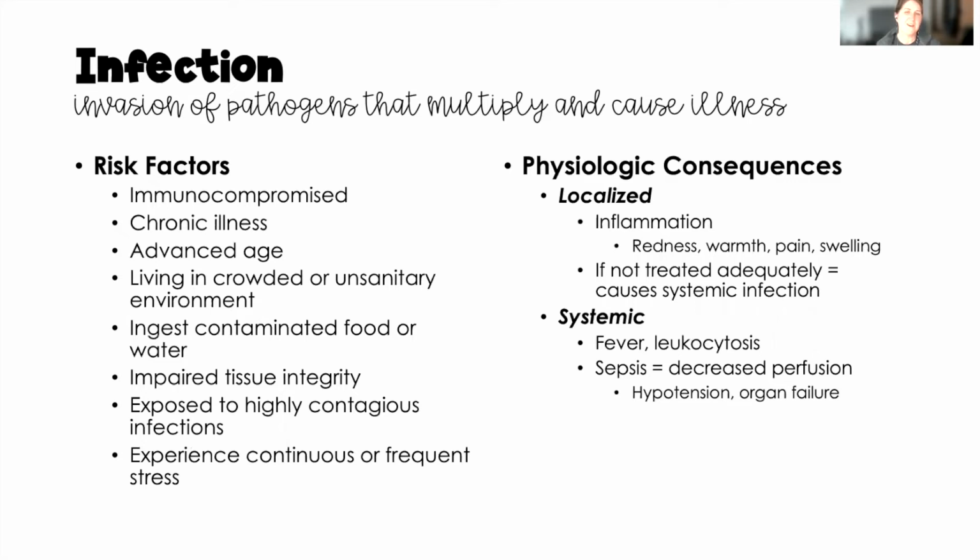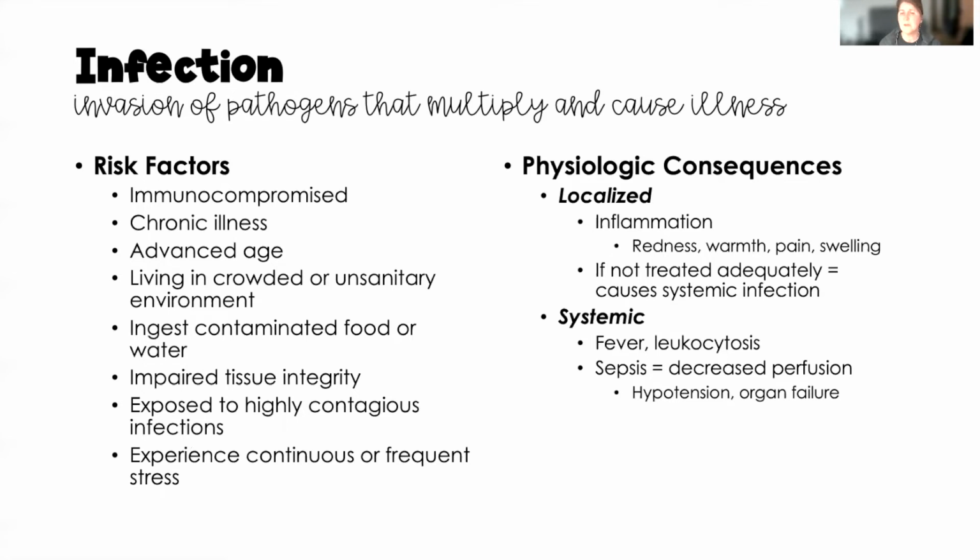Okay, so what are our risk factors for developing an infection? And wow, there are lots of them. So our immunocompromised patients are more at risk for developing an infection. Patients who have chronic illness in which the body is more debilitated, they're more at risk. As we age, we become more susceptible to infection. Clients who live in crowded or unsanitary environments, clients who ingest contaminated food or water, those with impaired tissue integrity. Remember, our tissue is what protects the insides of our body from infection. And whenever that tissue integrity is disrupted, we have that open portal for pathogens to get into our skin and into our body.